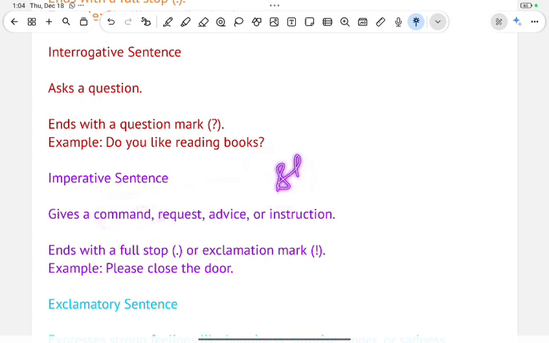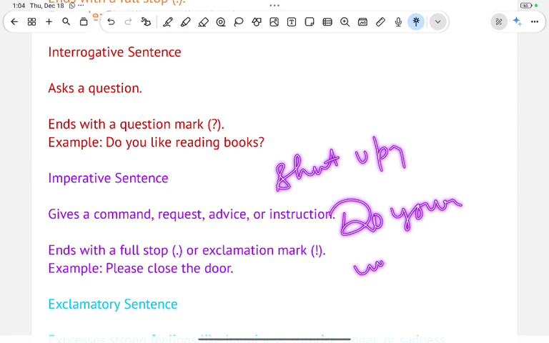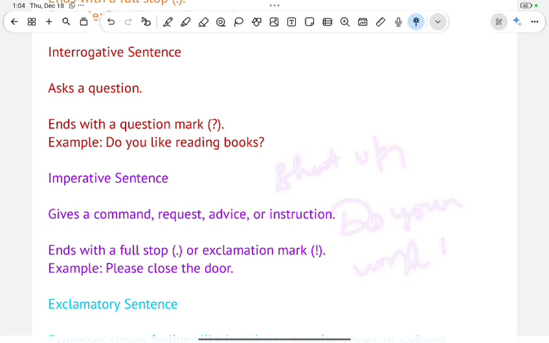Like, shut up. Do your work now. These are all commands which always end with an exclamation mark. And how can we differentiate it? As I already told you, we will understand it by the end. Here you can see the example, please close the door. Here it is a request and we end it with a full stop.